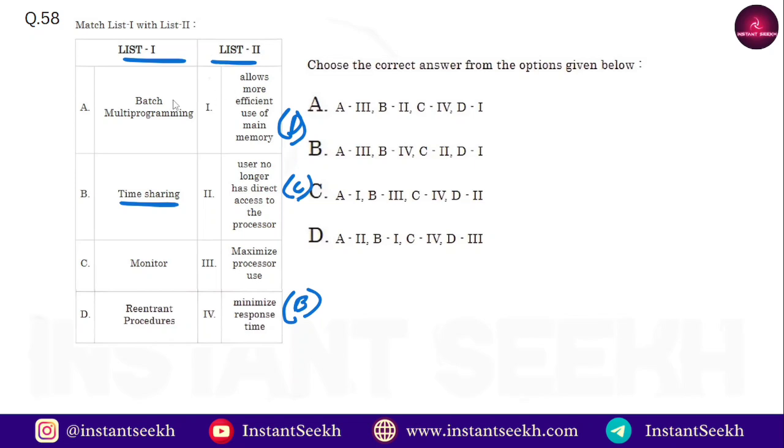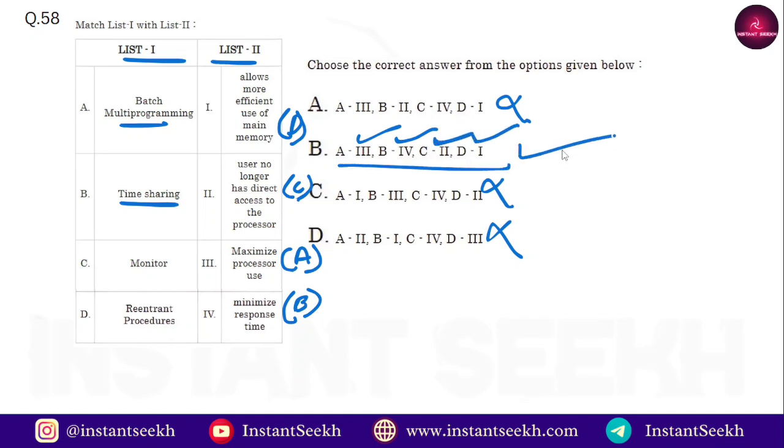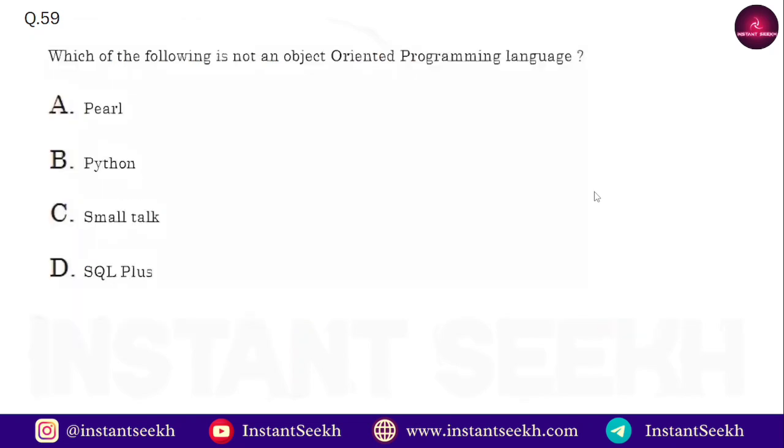First, batch programming goes with maximize processor usage, so that multiple jobs can be run simultaneously. So A goes for 3, and this option straight away gets eliminated. B goes for 4, so this one also gets eliminated. A goes for 3, B goes for 4, C goes for 2, and D goes for 1. So this is the correct matching option for question number 58. Answer will be B. Let's move on to the next.